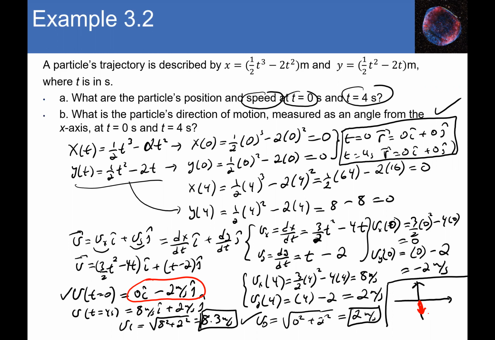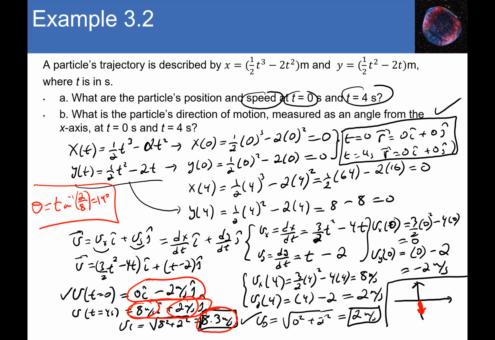Then at t equals 4 seconds, our velocity has an 8.3 meters per second magnitude, which is about 4 times longer than this one over here. But we don't have the direction. We can find the direction using the components. So just inverse tangent of 2 over 8, y component over x component. We're going to get 14 degrees.